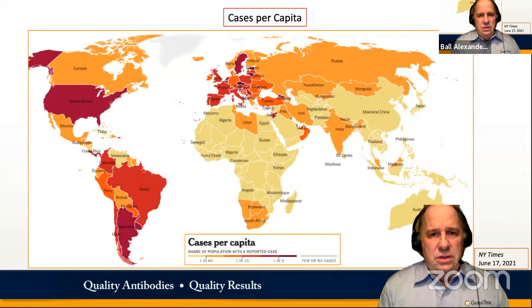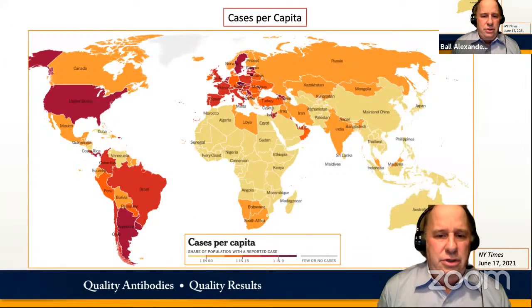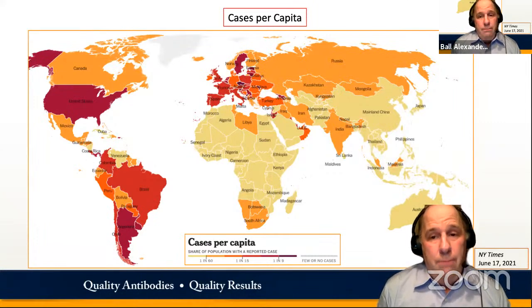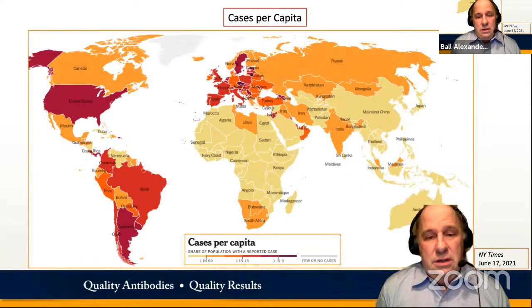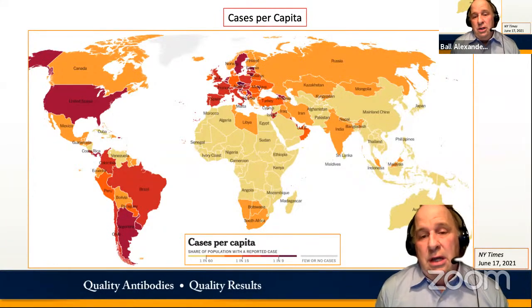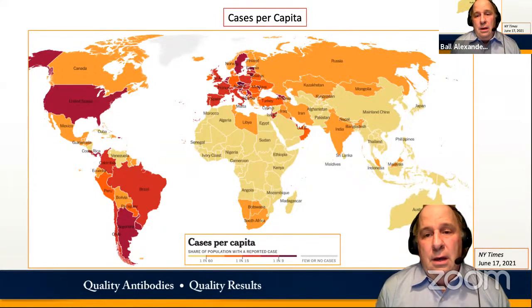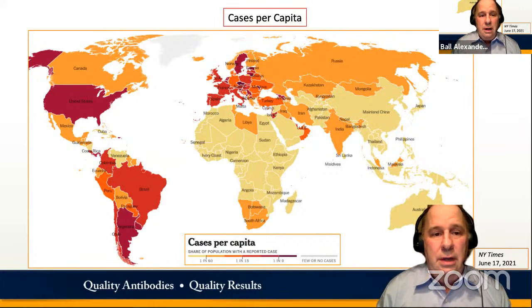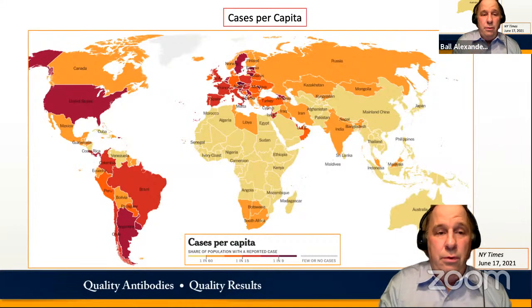If we look at cases per capita, the share of the population with a reported case, we still see that the United States is very highly represented, as are South America, Europe, and various countries in Africa, in Asia, and even in Russia. So there still are areas that are particularly rich in cases per capita.